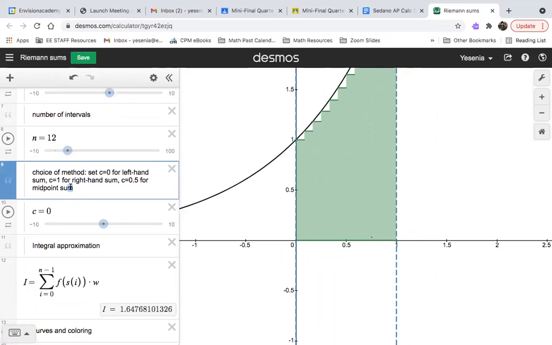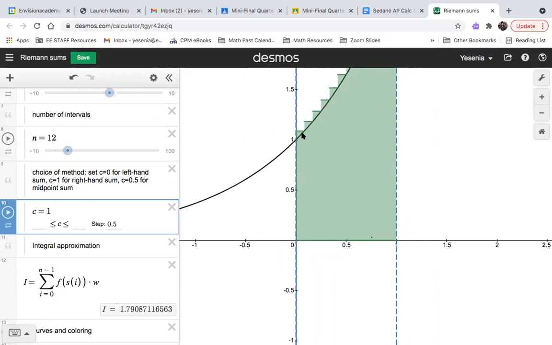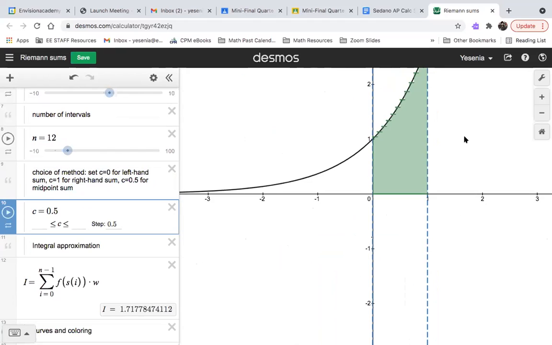Oh yeah, you can. Take a look here for one. You can make this a left hand if you make C 0. If you want a right hand sum, you make C equal to 1. So I would change this to 1 so it becomes an upper right hand sum. Or 0.5 for the midpoint. A lot of you like that midpoint sum. So you change this to 0.5, there's a midpoint Riemann.